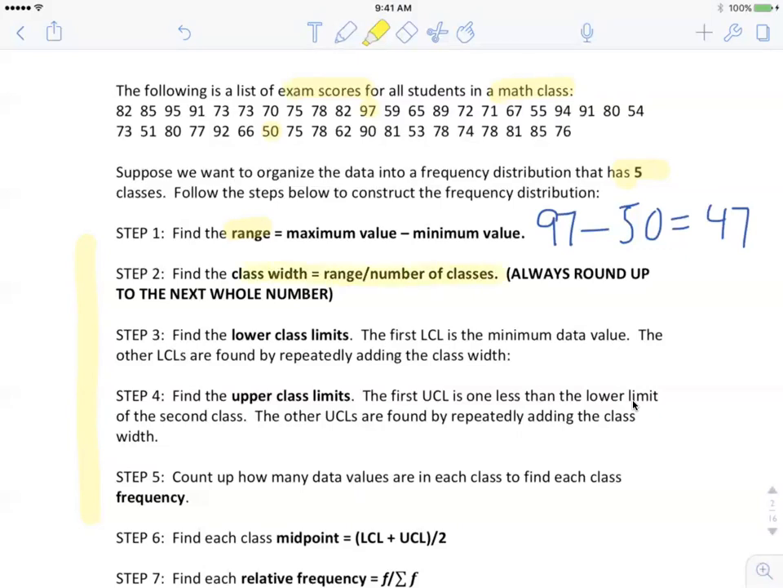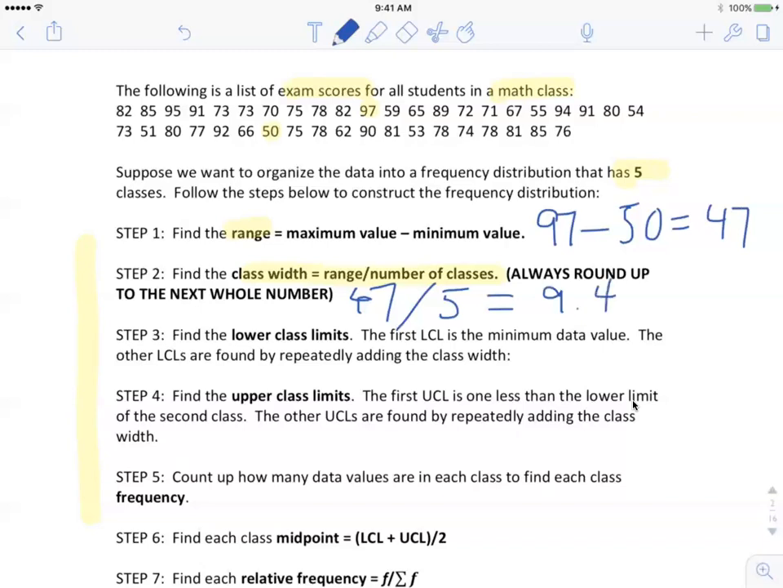It says take the range and divide by the number of classes. Okay, I can do that. 47 from the range divided by 5. Sorry about the horrible handwriting. That's kind of the way it is right now. Okay, that's a 9.4.